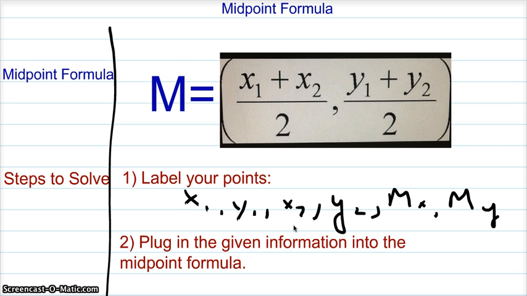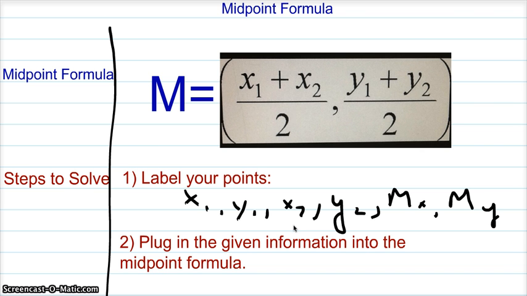Step 2 is to plug in the given information into the midpoint formula. So whatever information you were given after you labeled, you would plug that into the formula. The third and final step is to solve for the unknown variable. So whatever you have left over that is unknown, that is what you would solve for.